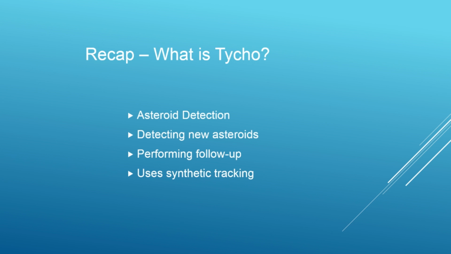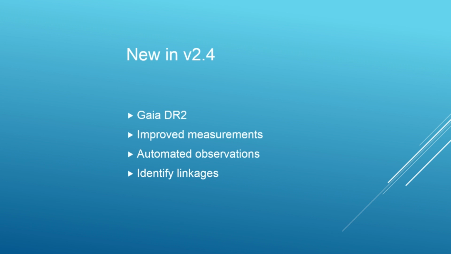In fact, synthetic tracking tries out literally hundreds and thousands of different possible combinations of stacking these exposures so that you can detect objects for which you do not know their motion vector. There are several other advantages to synthetic tracking, which I will go into in more detail in another video. But for now, I'd like to focus on what's new in version 2.4.